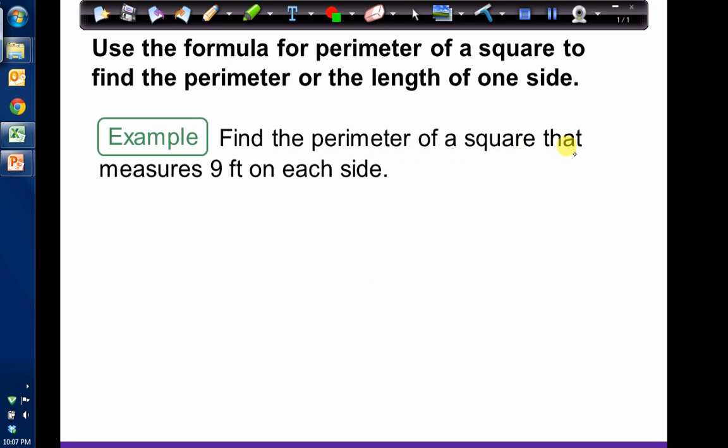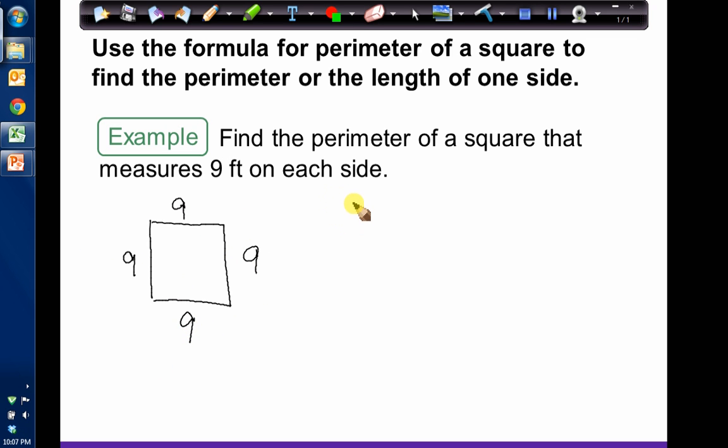Find the perimeter of a square that measures 9 feet on each side. Alright, so if we think about this, we have a square. All the sides are the same, 9 feet on each side. What does perimeter mean? Perimeter is just adding up the sides.